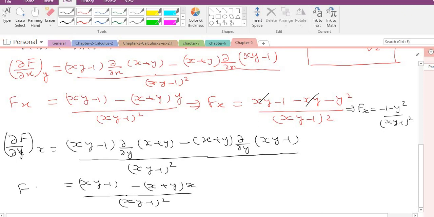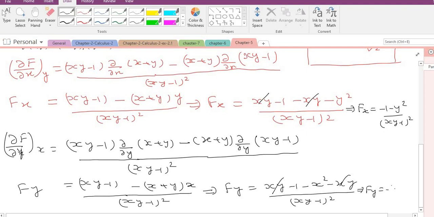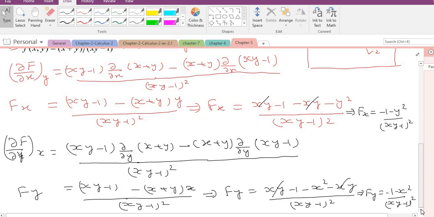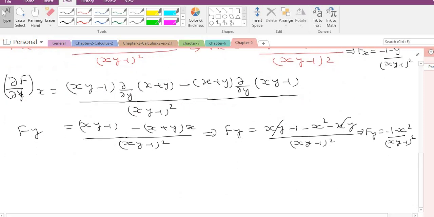This is your f of y. So simplify, that is your final answer. So open the bracket: xy - 1 - x^2 - xy, divided by (xy - 1)^2. So again this and this cancel. So final answer f of y is (-1 - x^2) divided by (xy - 1)^2. This is your f of y value by using partial derivative.